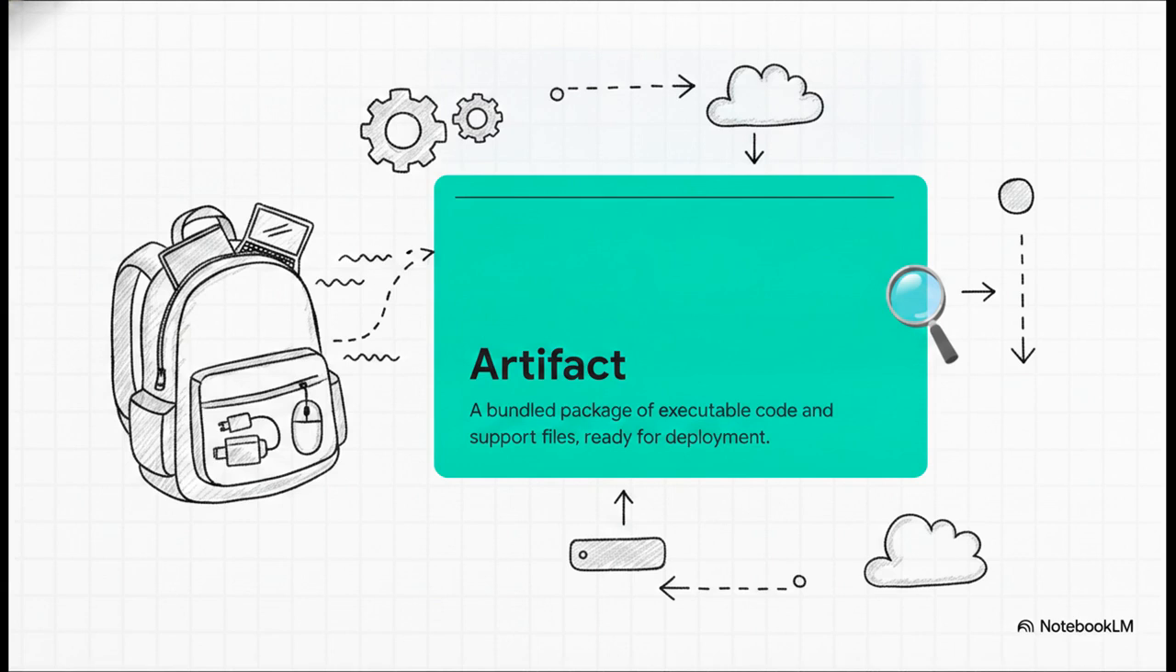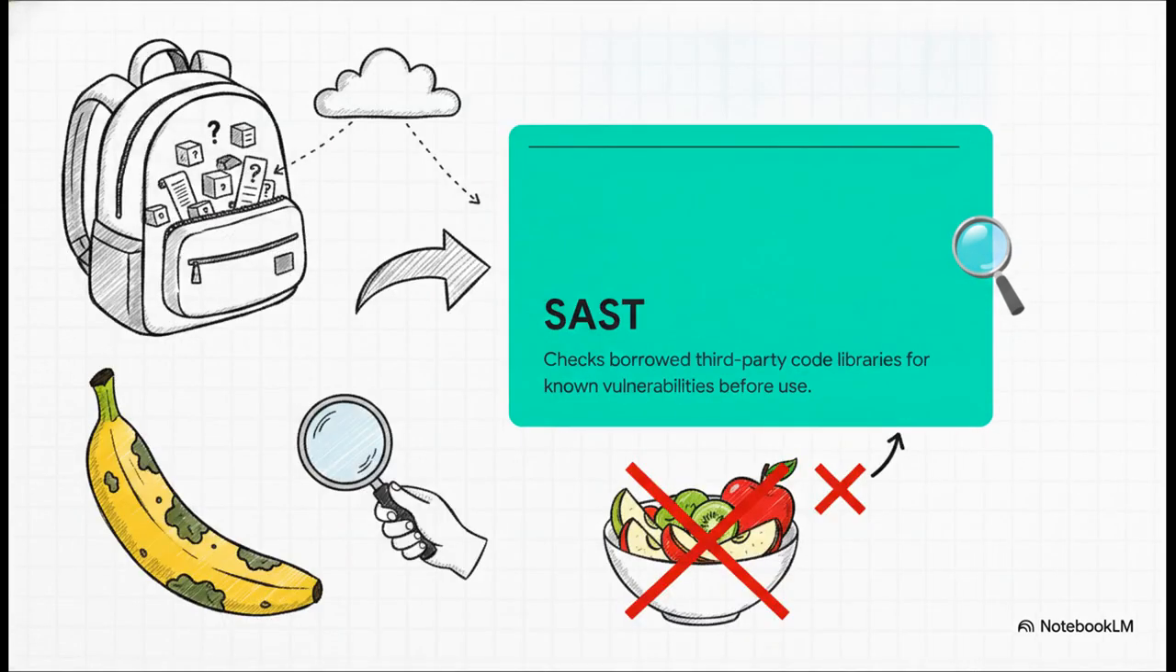It's a bundled package that contains your core executable code, plus absolutely all the necessary support files and libraries it needs to run completely independently on any new server without crashing. But before we completely zip up that backpack, we have to run SAST. That stands for Static Application Security Testing. Remember those extra libraries and support files we packed? Well, many of those are borrowed from third parties on the internet. SAST checks those borrowed libraries for known security vulnerabilities.